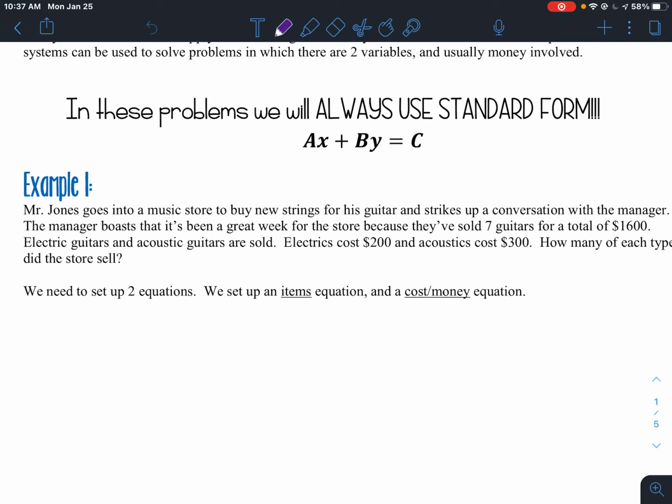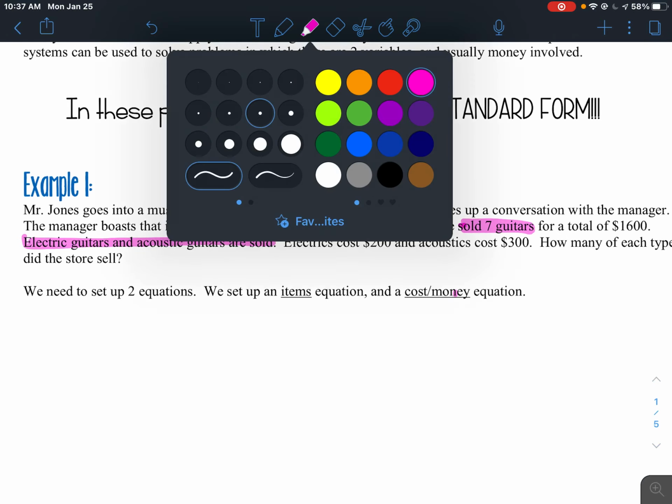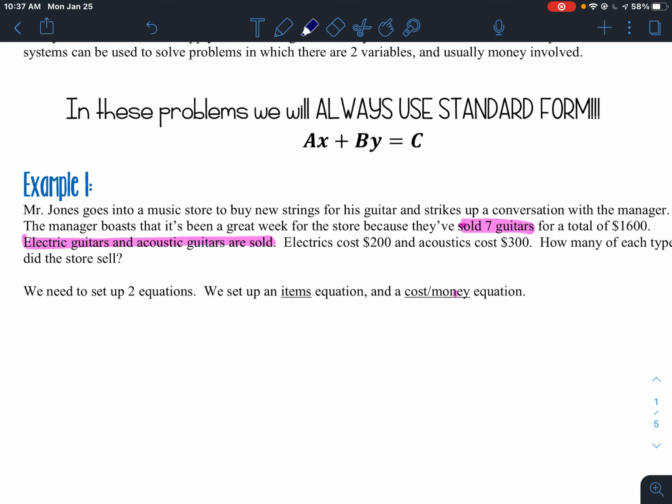So we need to set up two equations. We'll set up an items equation and a cost or money equation. So there's two different units being used. The actual guitars that are being sold, and they've sold a total of 7 guitars. What types of guitars did they sell? Well, they've sold electric guitars and acoustic guitars at this particular music store. Then there's also money as a unit. A total of $1,600. Electric guitars cost $200 and acoustic guitars costing $300. Okay? So let's make two equations.